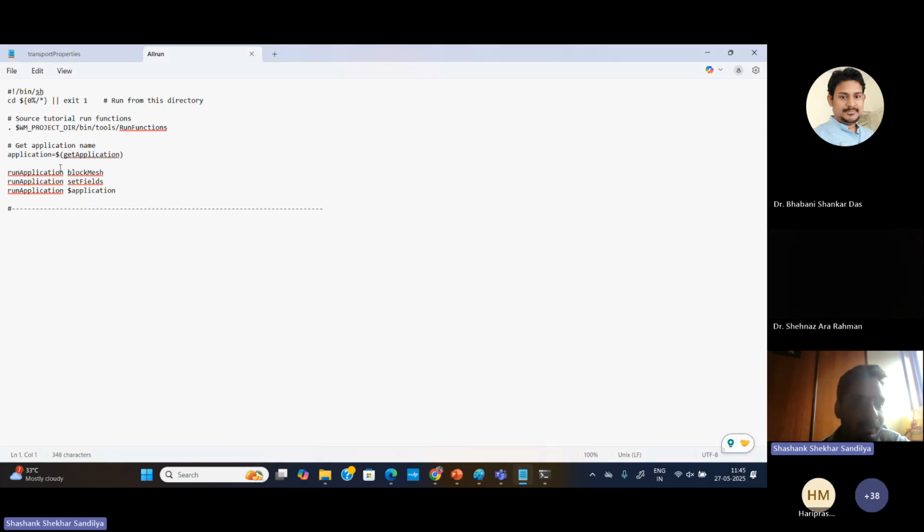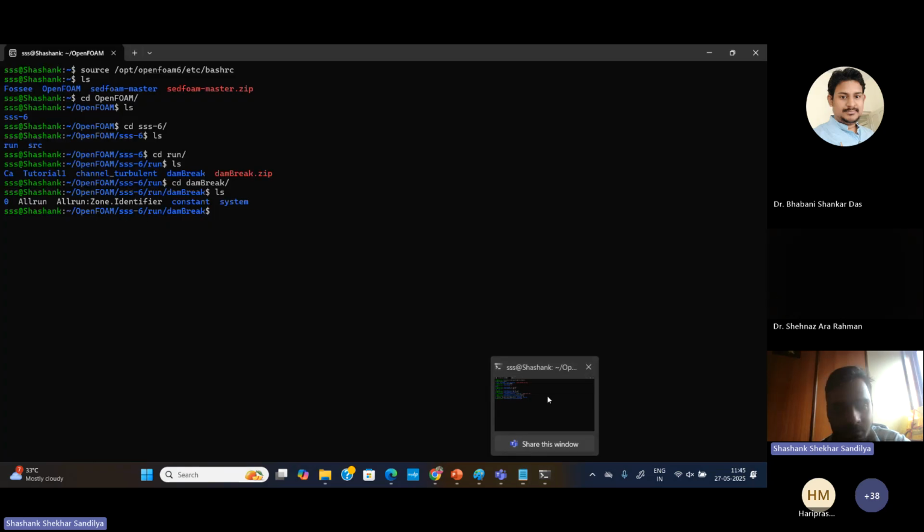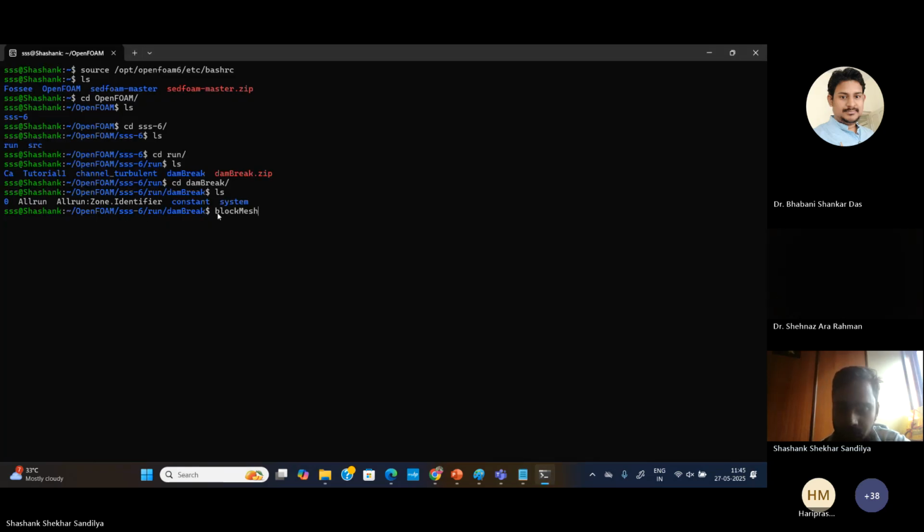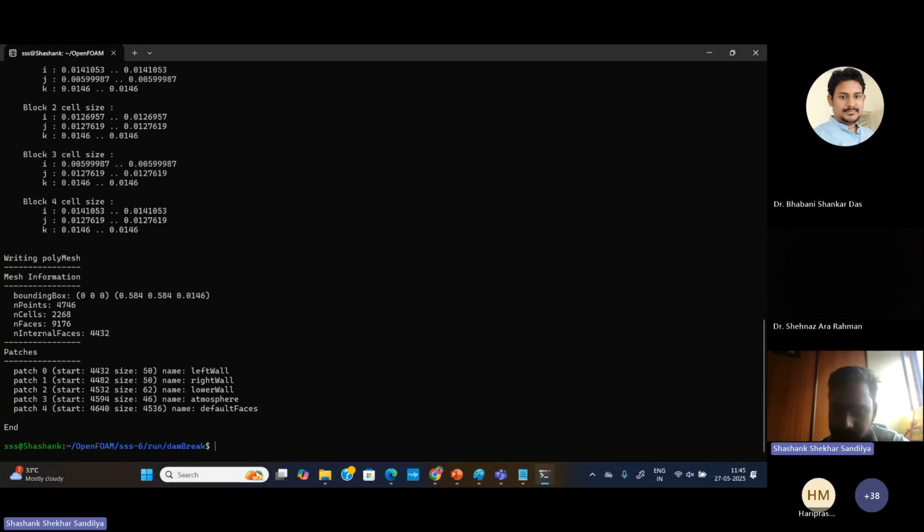The first application we have to run is blockMesh. It has been given here, so I copy this. And for pasting that in Ubuntu, I just have to right click. Okay, and when I press enter, it will create a mesh.